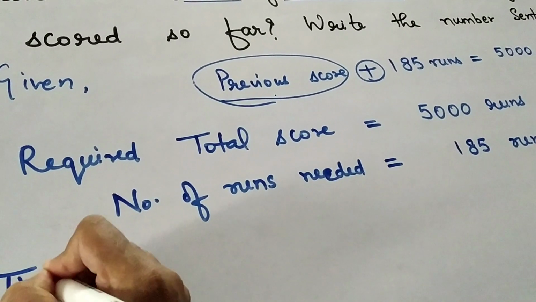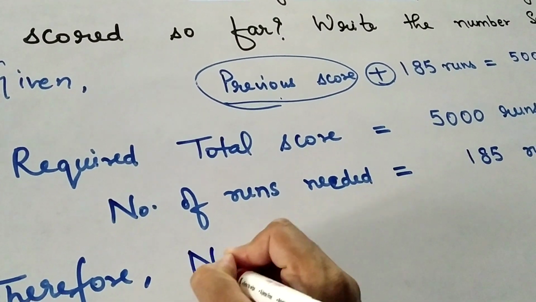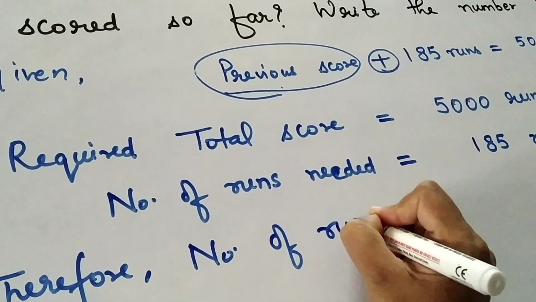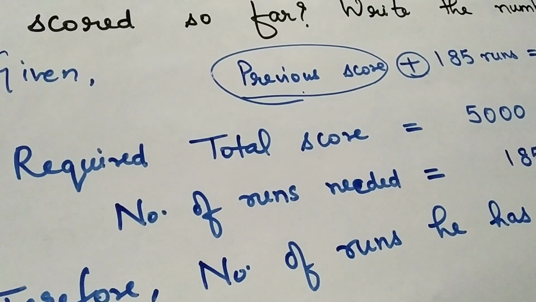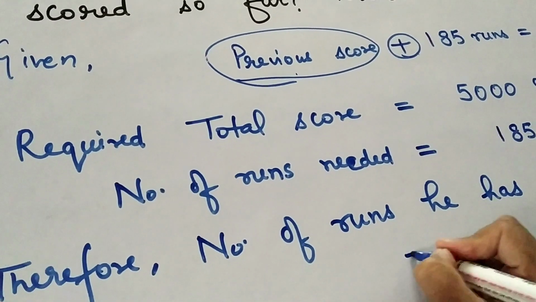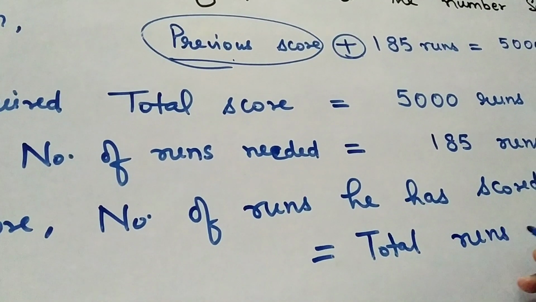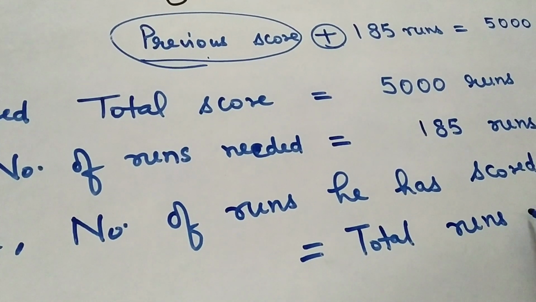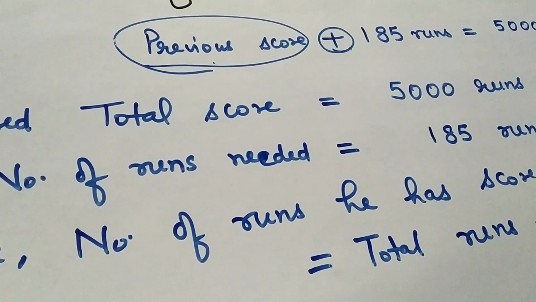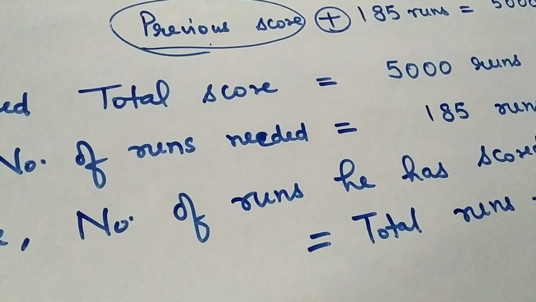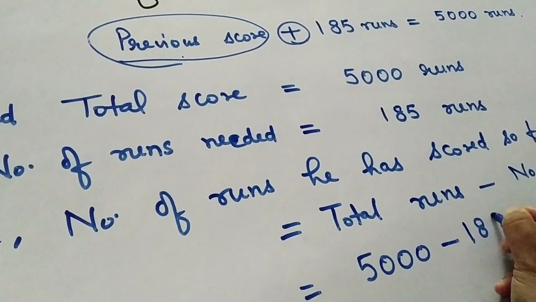runs. Therefore, number of runs he has scored so far is equal to total runs minus number of runs needed, which is equal to 5000 minus 185.